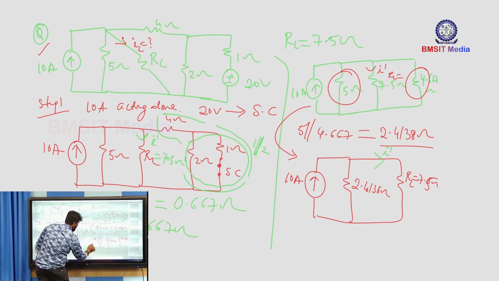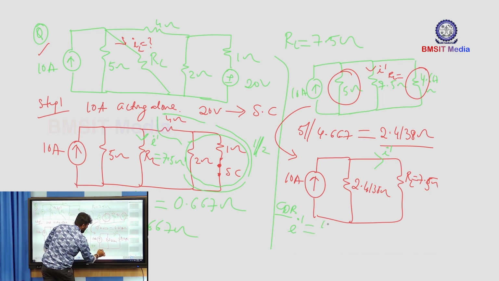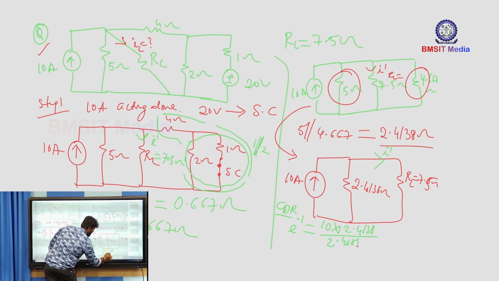Now you can use the CDR here, the current divider rule, to find I dash. The main current is 10 ampere, and the opposite resistance is 2.4138 divided by the total resistance, 2.4138 plus 7.5. Just simplify this now.